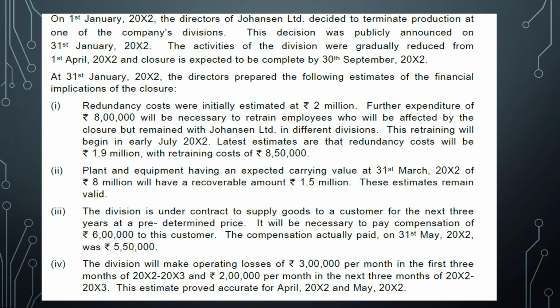These estimates remain valid. So the third point is the division is under contract to supply goods to a customer for the next 3 years at a predetermined price. It will be necessary to pay compensation of rupees 6 lakh to this customer. The compensation actually paid on 31st March 2022 was rupees 5.5 lakhs. The division will make operating losses of rupees 3 lakhs per month in the first 3 months of 22-23 and 2 lakhs per month in the next 3 months of the same financial year. These estimates proved accurate for April 22 and May 2022.